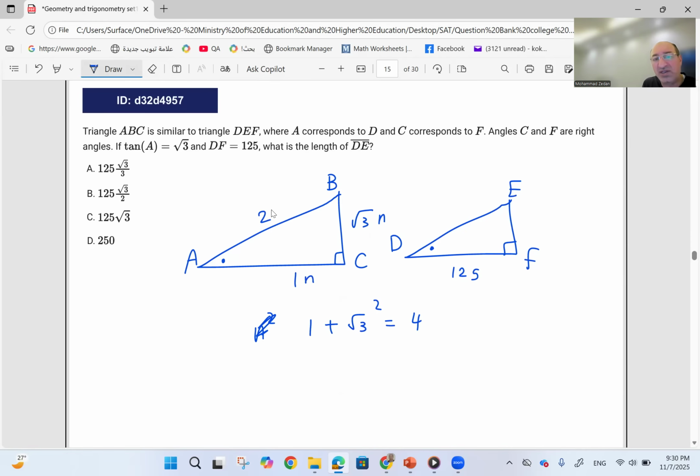This is the 30-60 triangle. If you remember, 2, 1, radical 3. So this is 30 degrees and this is 60 degrees, but the triangle is not drawn to scale. Of course, something like that.